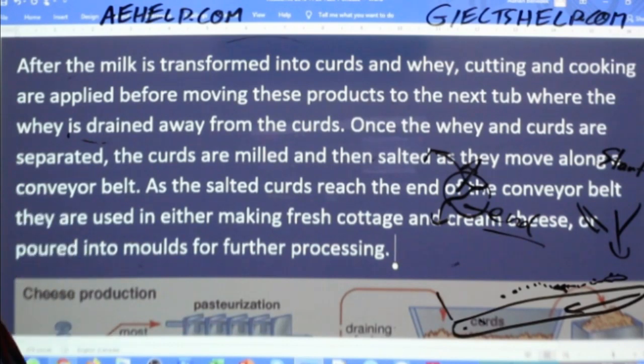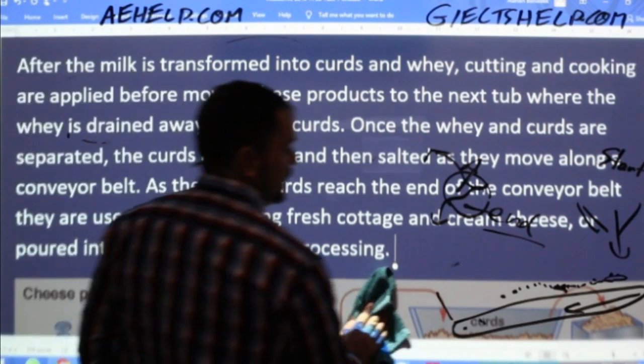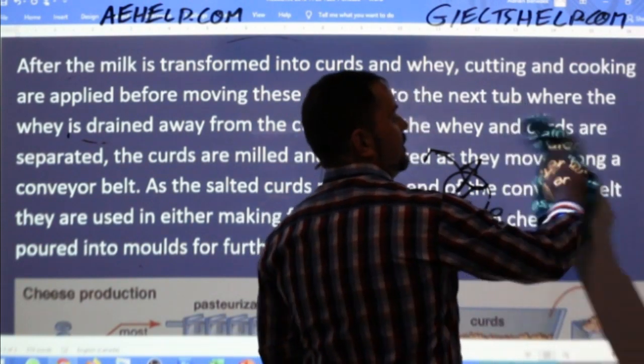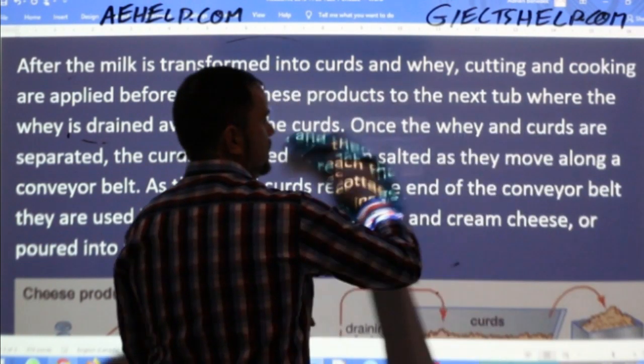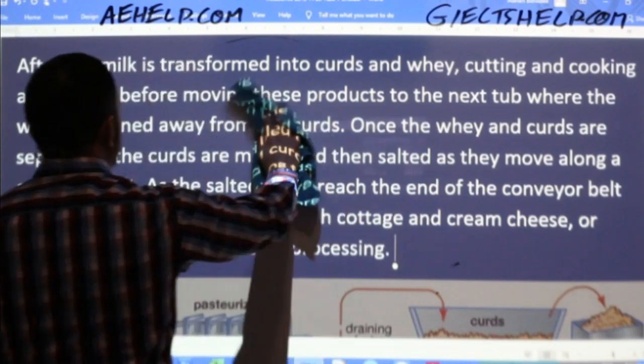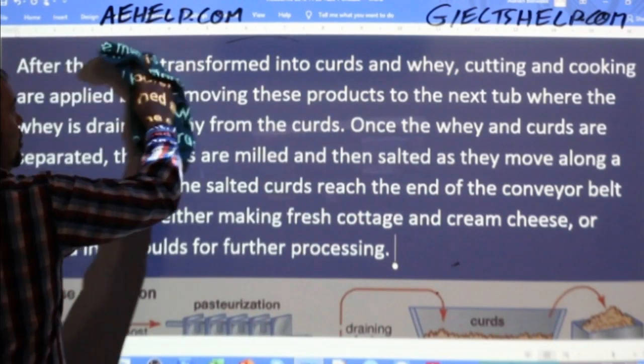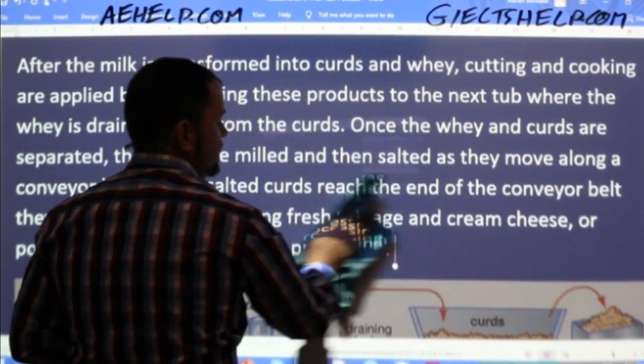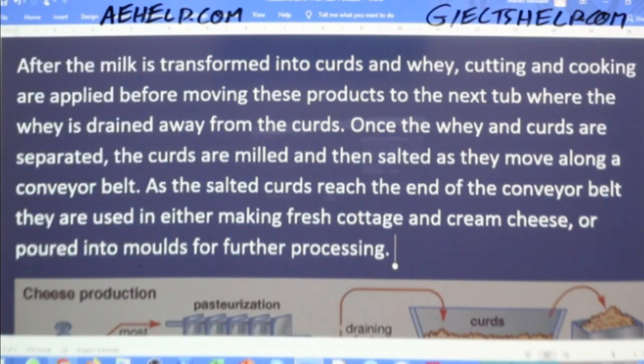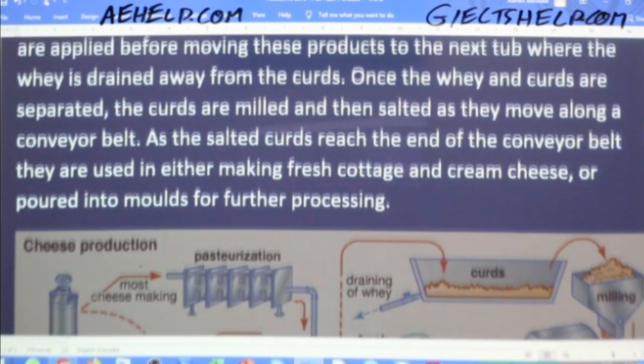Let me do a little bit of cleaning here. Have to have a very sanitary and clean environment when you're making cheese. Cheese is easy to spoil if you have all this gunk on the board. I'm just kidding. All right, so here we go.